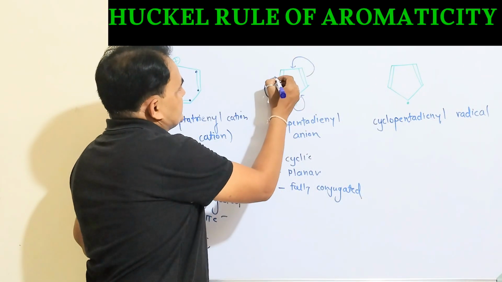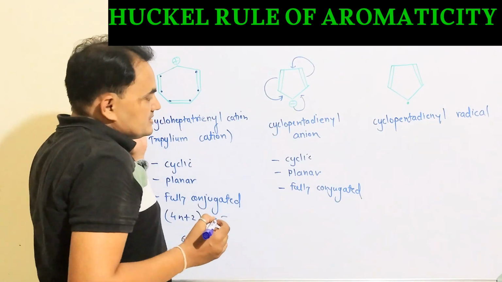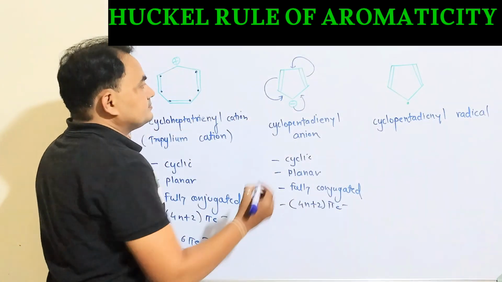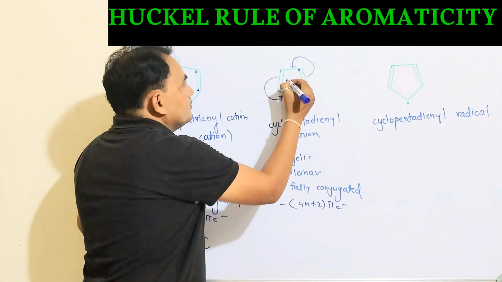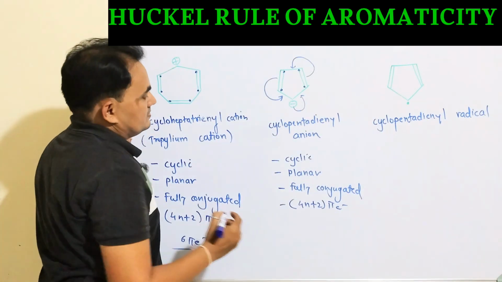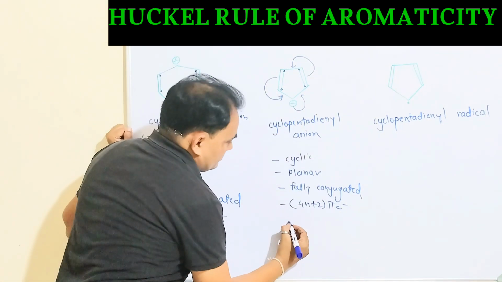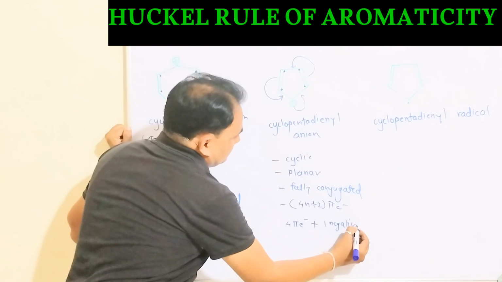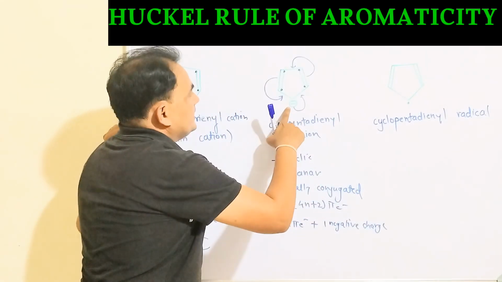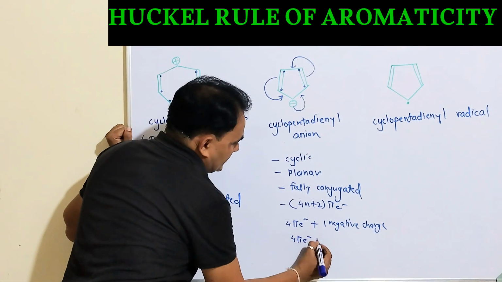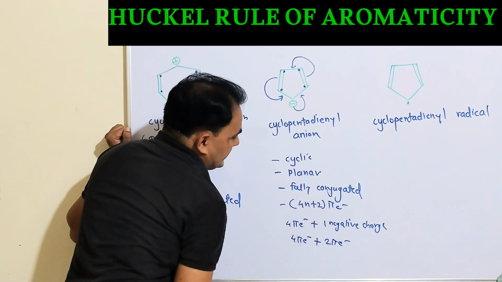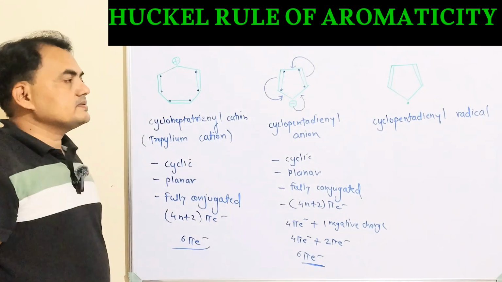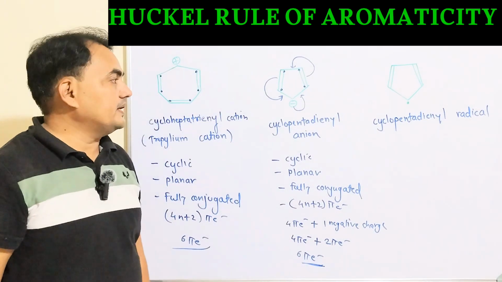Okay, these pi electrons are delocalized. When we see this rule, 4n plus 2 pi electrons, here there are 1, 2, 3, 4 pi electrons. There are 4 pi electrons and one negative charge. One negative charge means 2 pi electrons, so that means 6 pi electrons. So this compound also consists of 6 pi electrons. That's why it is also an aromatic compound.